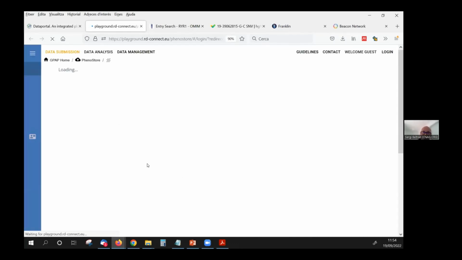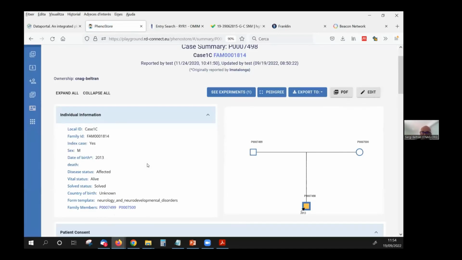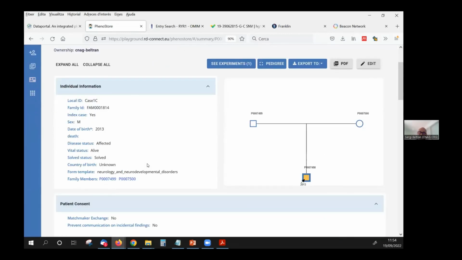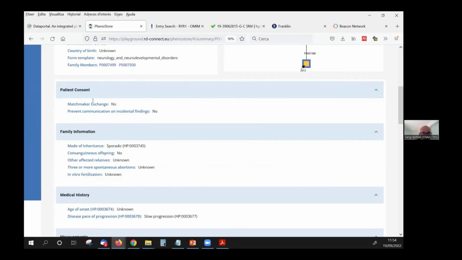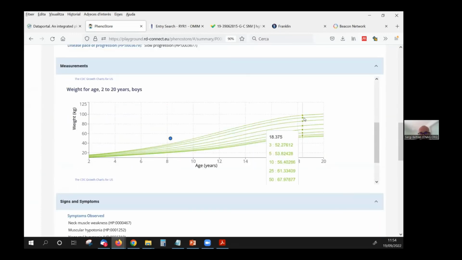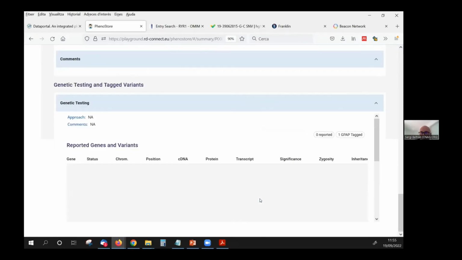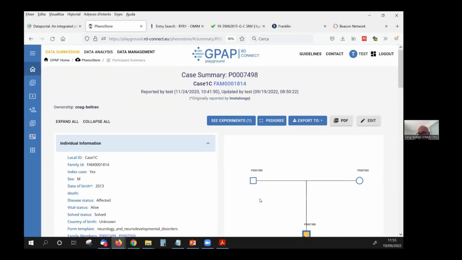I'm just going to go very quickly through this. And here you have all the information that we have in the database that we are then connecting through an API to from the other system. We have more detailed information about the case. We have the pedigree. You have the patient consent for Matchmaker Exchange or preventing communication and incidental findings, modes of inheritance, the medical history. You have plots on growth charts, if you enter the measurements in the system, the signs and symptoms, the diagnosis, and so on. So there's a lot of information that you can get there.